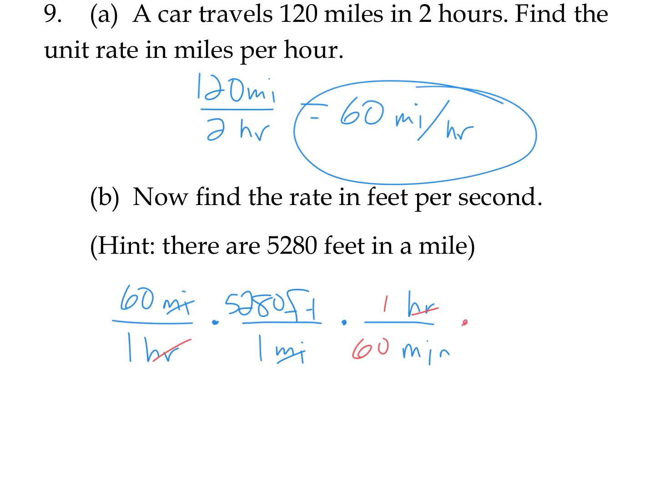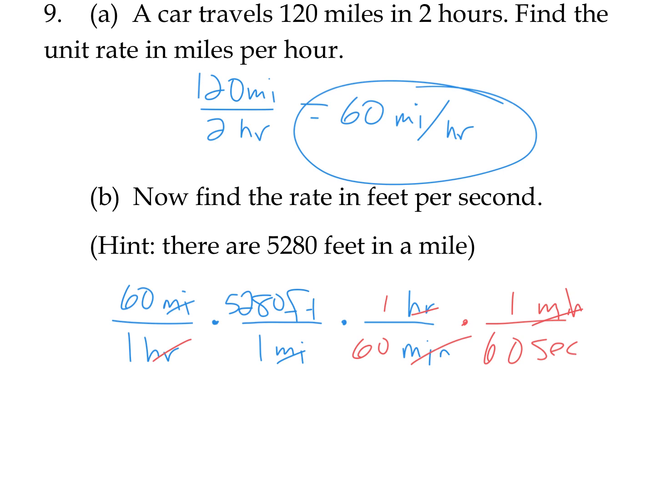Next, I want to get that to feet per second still, right? It's feet, so I've got the feet part per second, so I need to have seconds. So now I need to convert the minutes that I have to seconds. So minutes and seconds. So 1 minute is 60 seconds. And we can see here the minutes and minutes cancel. And our final answer is going to be in feet per second.